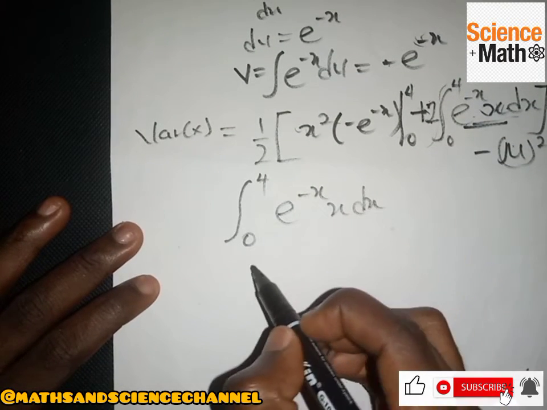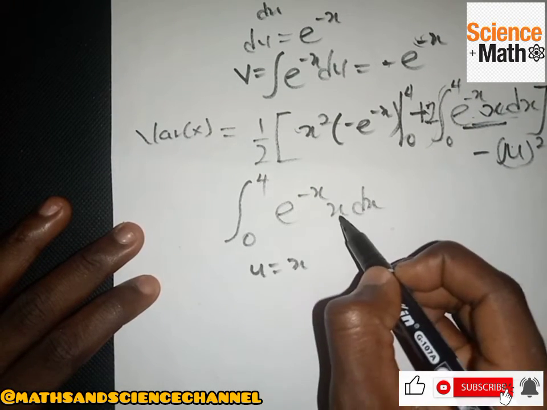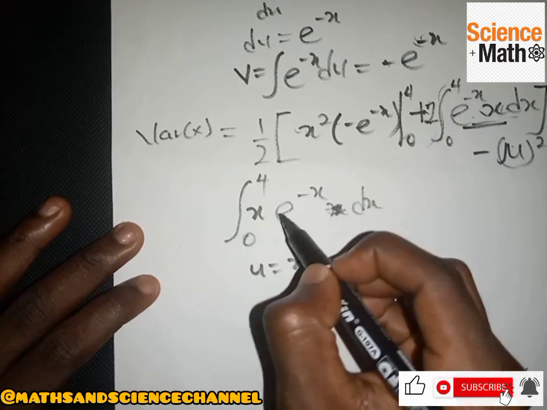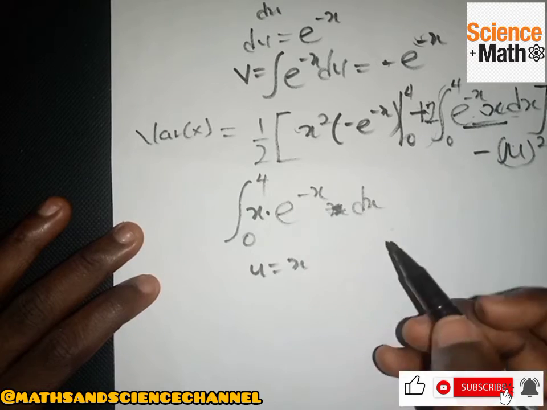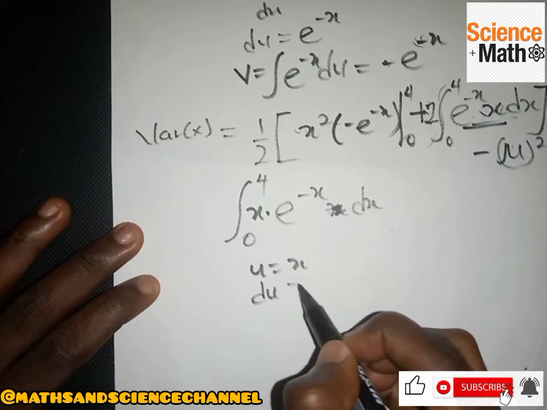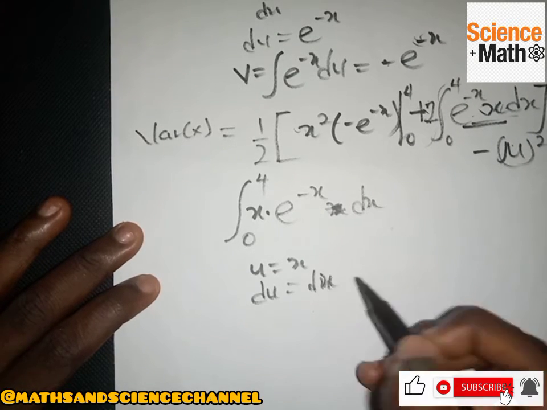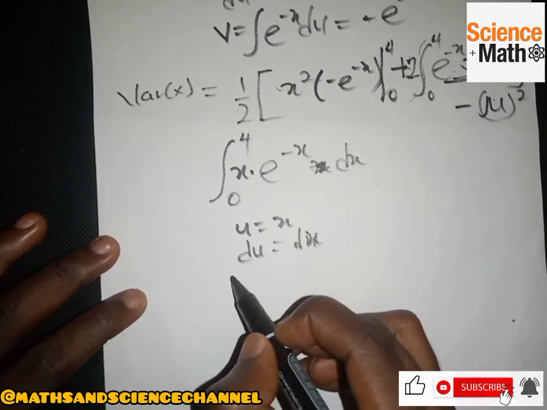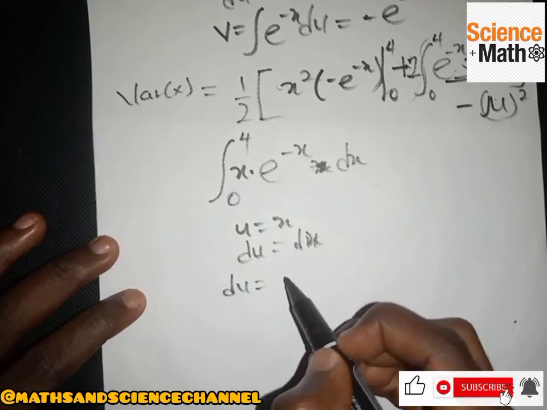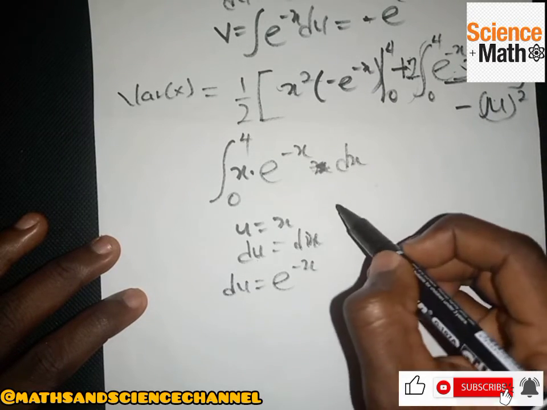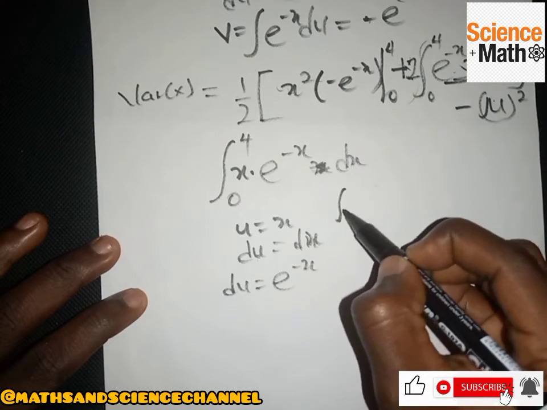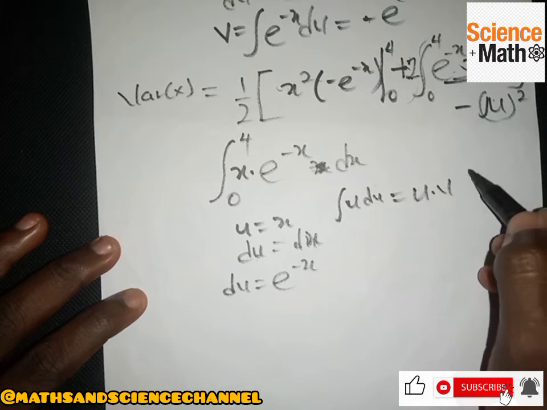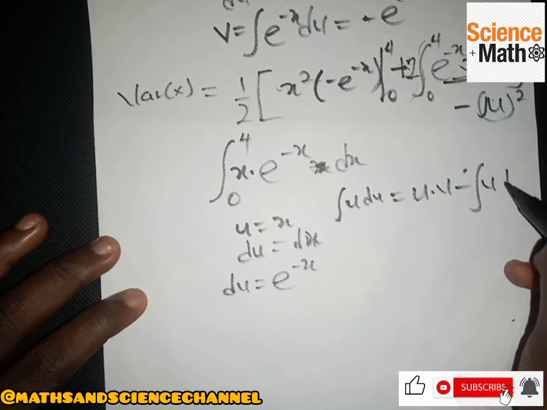Then again we have u being equal to x, because we have x here. We can either bring the x here, it doesn't matter. So we have x e to the power negative x, and then du will be equal to dx here, because we need du, and then also our dv here is just e exponent negative x. Remember we are still using integration by parts, which is the integral of u dv being equal to u multiplied by v minus the integral of v du.